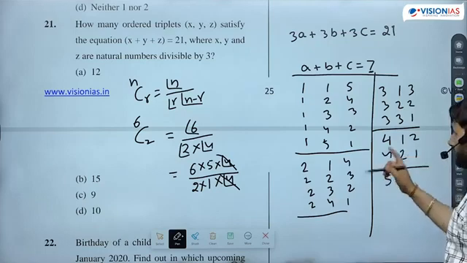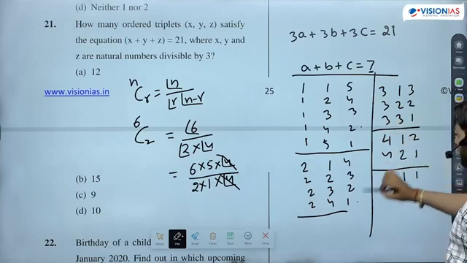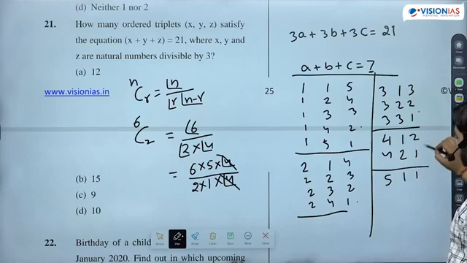If a is 5, then b plus c will be 2. There is only one possibility: 1 1. टोटल कितने सॉल्यूशन बने? 5 plus 4 is 9, plus 3 is 12, plus 2 is 14, plus 1 is 15. There are 15 solutions existing.